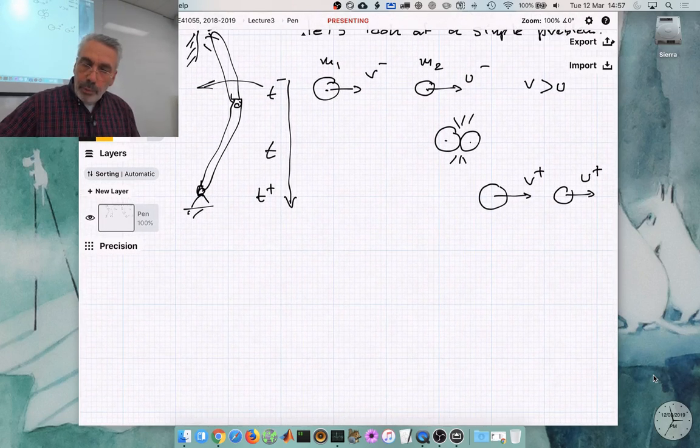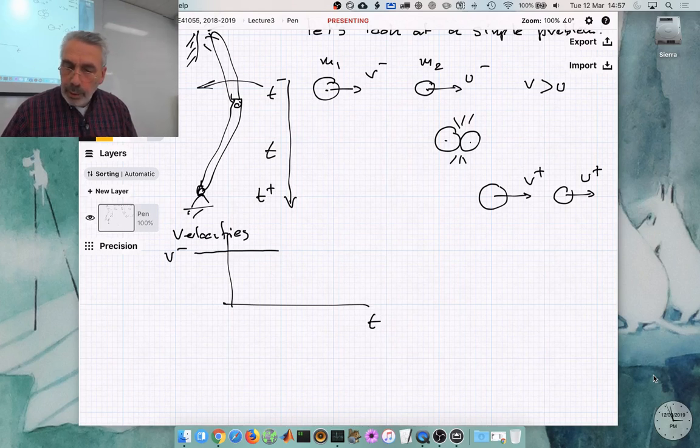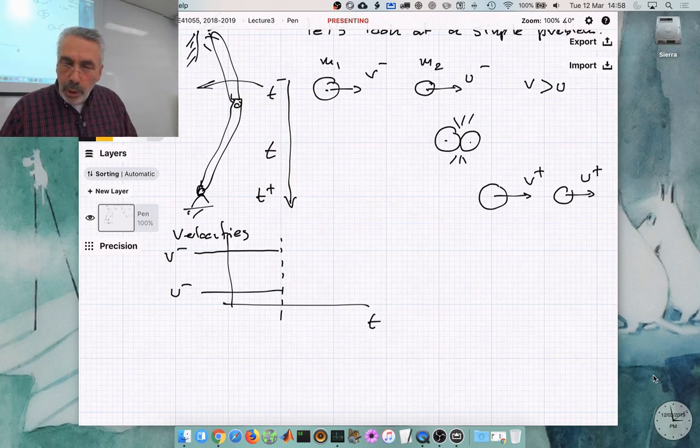If you draw this cartoon, from this cartoon, for instance, let's look at the velocities as a function of time. So here we have time. Here we look at the velocities. Then we know we start with some initial velocity which was high, that was the V minus, and then a somewhat lower velocity, the U minus. And then here suddenly this impact occurs, right? And let's enlarge a little bit the impact to see what happens. So we really have enlarged the duration of this impact.